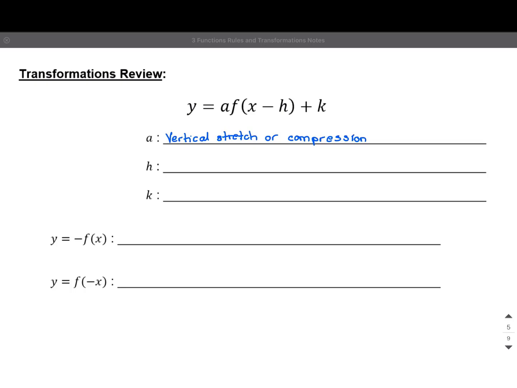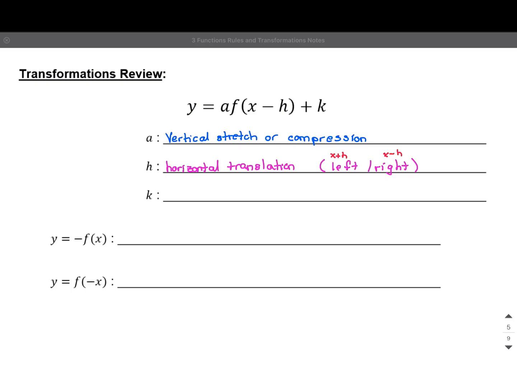The next thing, h, which is inside the function, is a horizontal translation. It's going to move the graph left or right. Now, when it's inside, it does the opposite of what you think it's going to do. If it's x plus h, it moves left. If it's x minus h, it moves to the right.